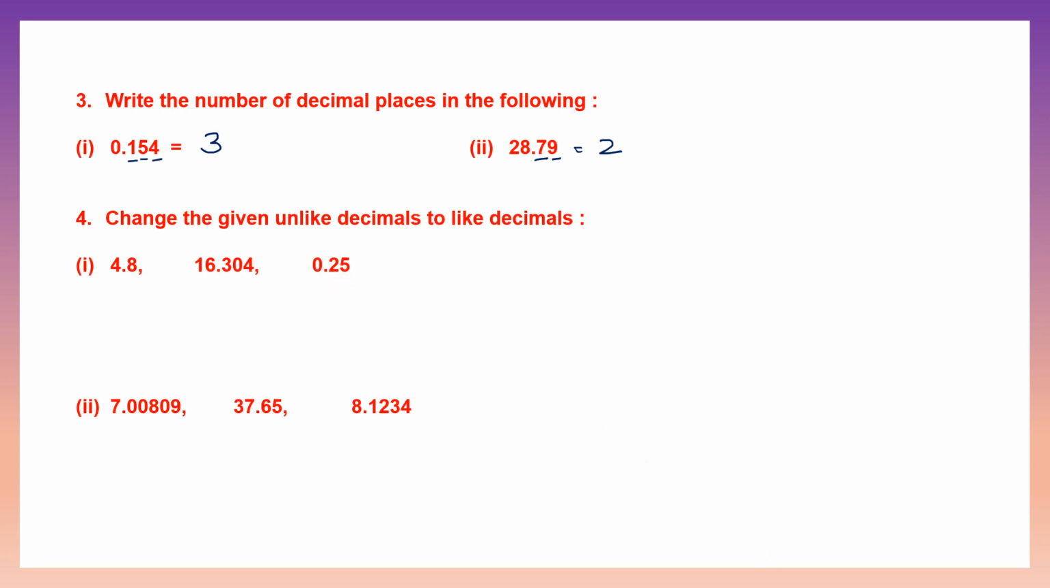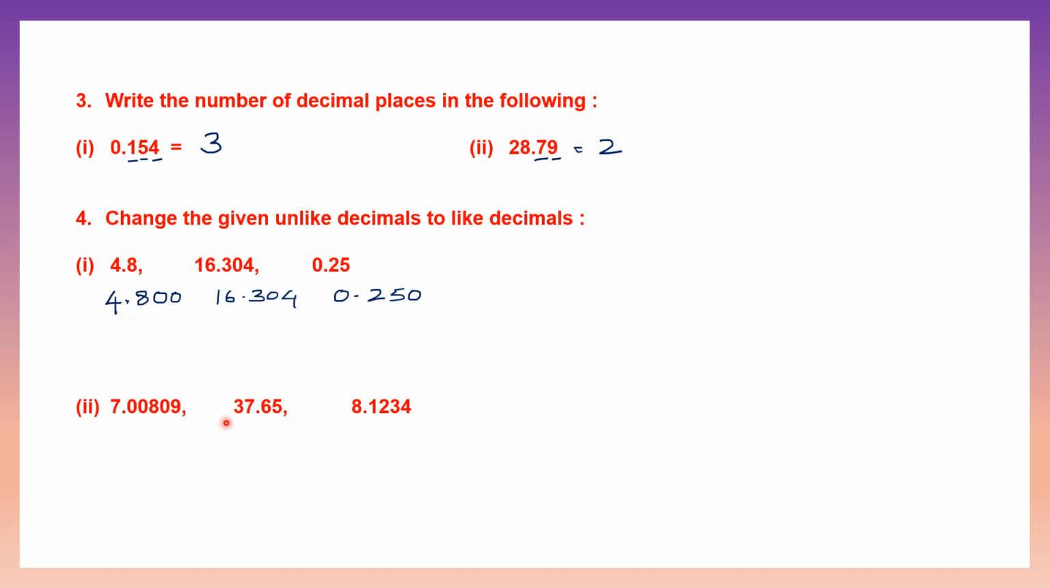Now how do we do that? Let's take the first one, 0.8. It has only 1. Now I need to make it 3 decimal places. I just have to add 2 zeros. Second one will remain as it is. Now the third one, 0.25, has 2 decimal places. When I add a 0, it will now have 3 decimal places. Now you can see all 3 numbers are called like decimals because they have the same number of decimal places.